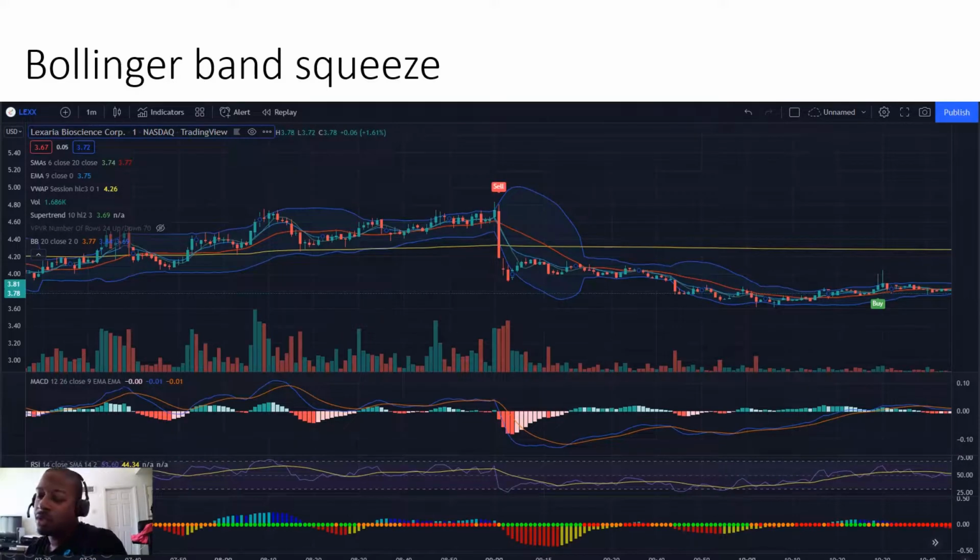Now let's talk about one of the main trading strategies that a lot of traders use with the Bollinger Bands, and it's called the Bollinger Band squeeze. Basically, like I said before, when volatility is shrinking, the bands get tighter and tighter. And therefore, once it squeezes, it's possible that a big move is going to happen. It could either be to the upside or to the downside.